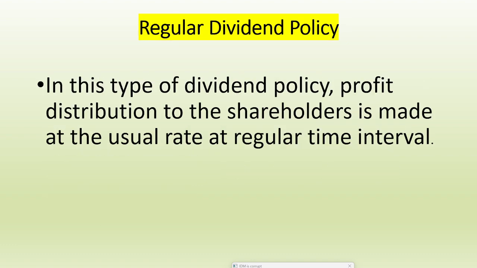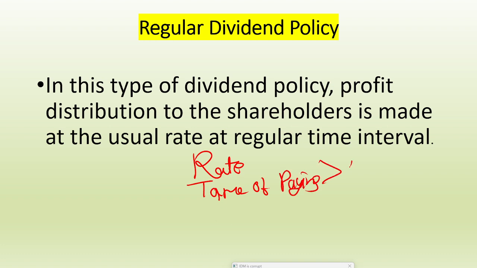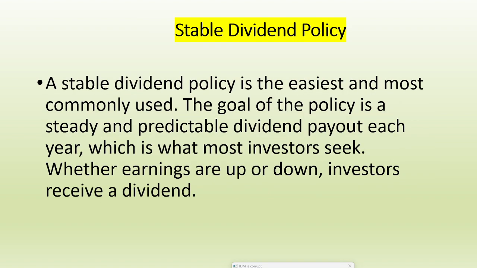So this is a stable dividend. Then another thing is the next dividend, the regular dividend. In this type of dividend policy, profits are distributed to the shareholders at a usual rate at regular time intervals. Means here the rate and the time of paying the dividend will be pre-decided, or will be fixed. This will be in case of the regular dividend policy.